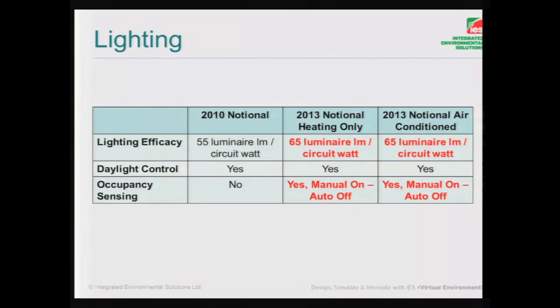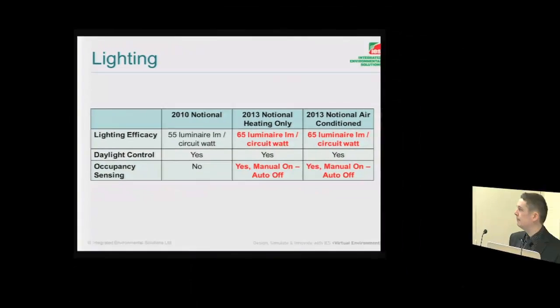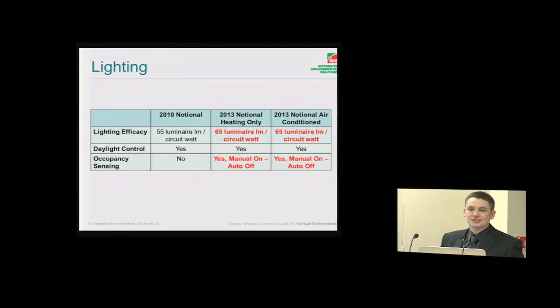As I said, in 2010 for daylight control, the notional building already included that in a majority of space types. So things like classrooms, office spaces, meeting rooms would generally include daylighting control. Other more transient spaces didn't typically have it. What's changed though is that occupancy sensing is now also included within the notional building.